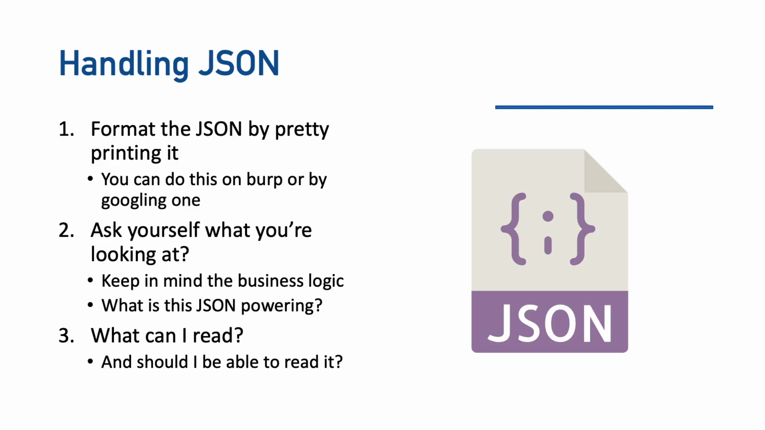And then the next step is to ask yourself what you're looking at. You want to always keep in mind that business logic. What is the JSON powering? How does that relate to the actual goals of your target? And then your third one is, what can I read, and should I be able to read it?